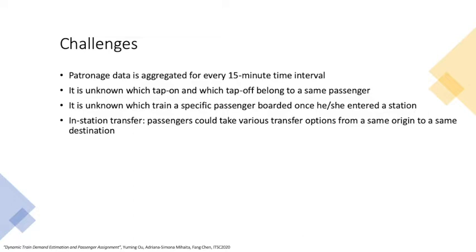There are a number of challenges in this research. The first one is that the patronage data we have is aggregated for every 15 minutes time interval. We don't know the exact time the passengers tap on or tap off at stations. The second is we don't know which tap-on data and which tap-off data belong to the same passenger. In other words, we cannot simply get the OD pairs from passenger data. The third challenge is that we don't know which train the passengers get on after they enter the stations.